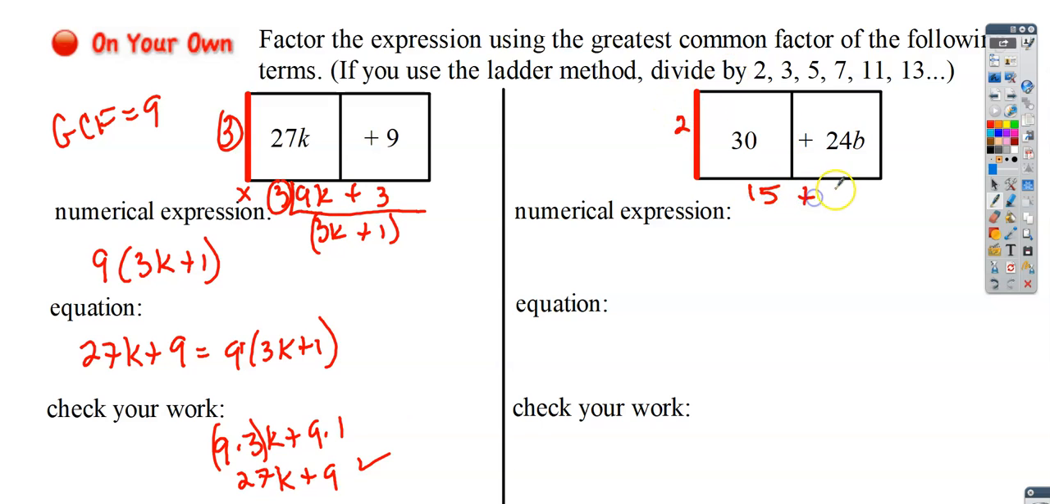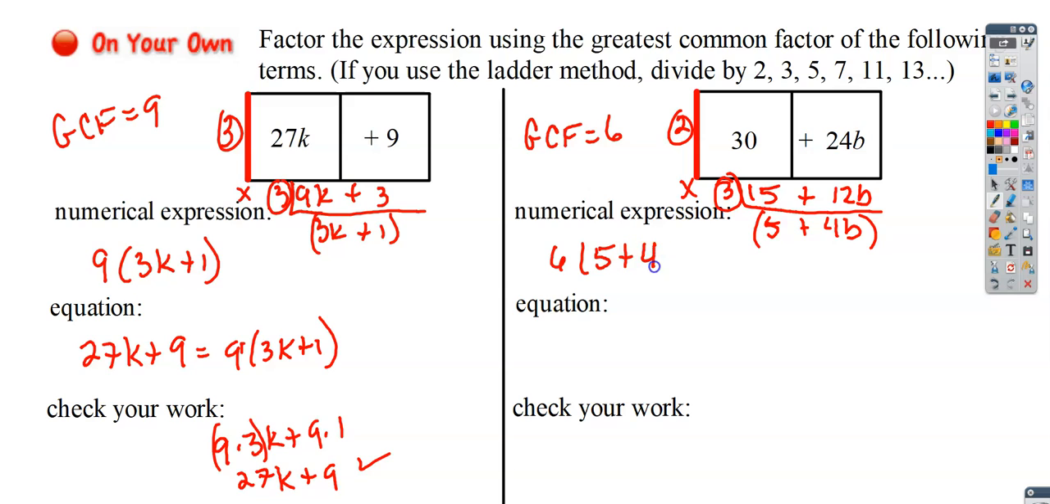I get 15 plus 12b. They're both divisible by 3 this time. 5 plus 4b. Put that in parentheses. I don't have any more common factors. Circle my common factors. Multiply them together. The greatest common factor equals 6. My expression is 6 times 5 plus 4b. My equation is 30 plus 24b equals 6 times 5 plus 4b.